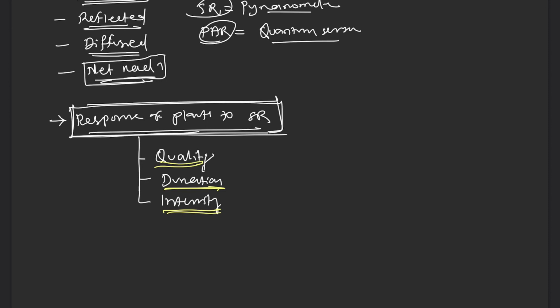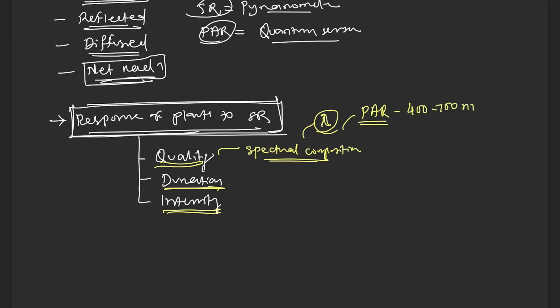What is the quality of solar radiation? That is the spectral composition of solar radiation. What is spectral composition? That is the wavelength of light. Which wavelength of light is important for photosynthetic activity? That is called PAR, photosynthetically active radiation. That is 400 to 700 nanometer.